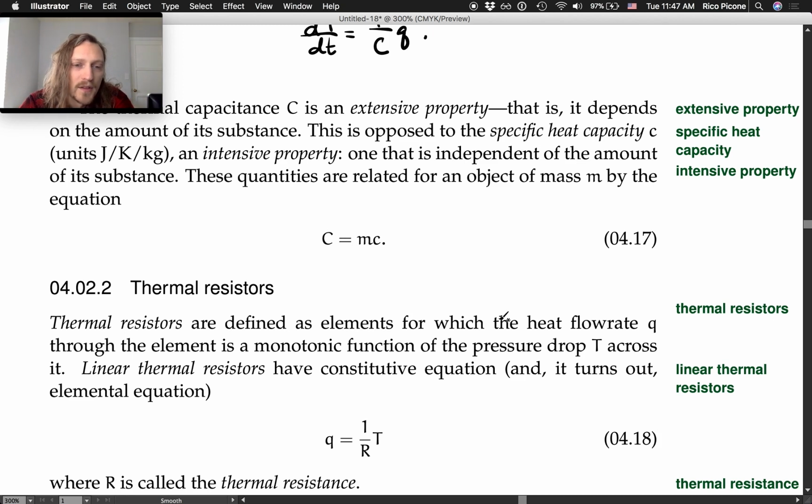So thermal resistors are defined as elements for which the heat flow rate Q through the element is a monotonic function of the temperature drop T across it.